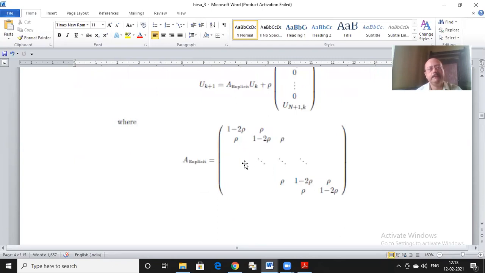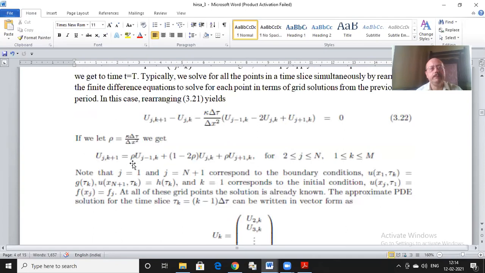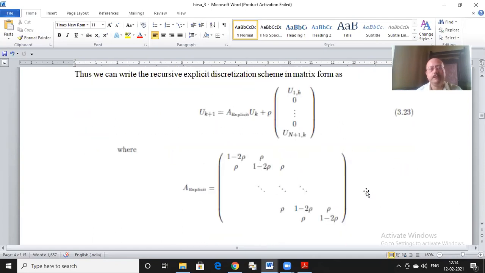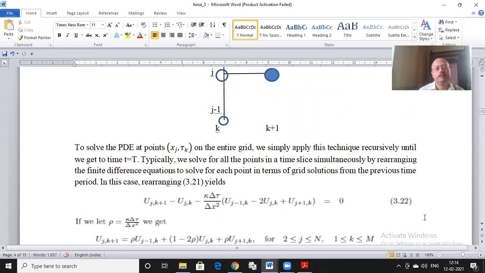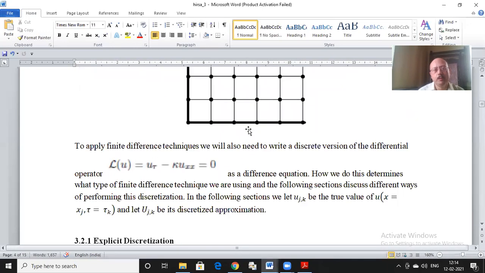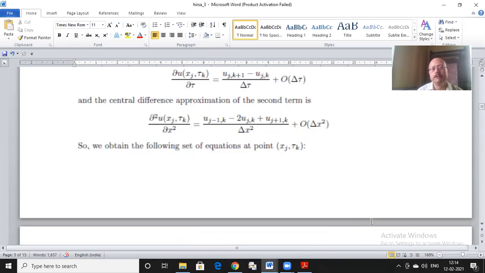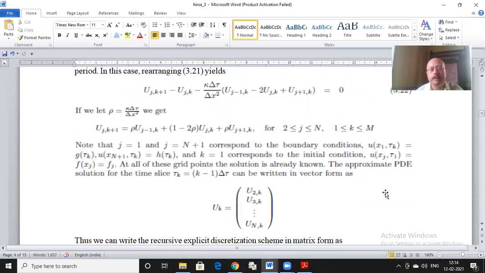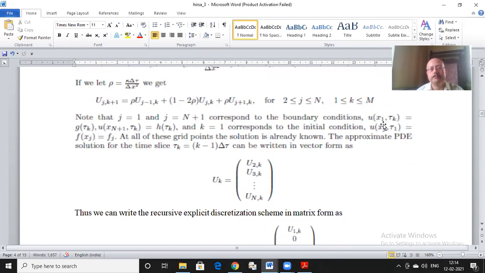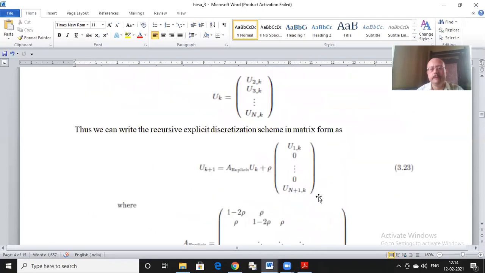And A explicit, that is easy to understand because I have this row 1 minus 2 row structure. So all the rows inside will be of this form. Only the first row and the last row will be missing the first term and the third term. So these will be for the top line boundary condition and the bottom line boundary condition. Because for j equal to 1 and n plus 1, things are already known to me. These are already known to me, g and h.